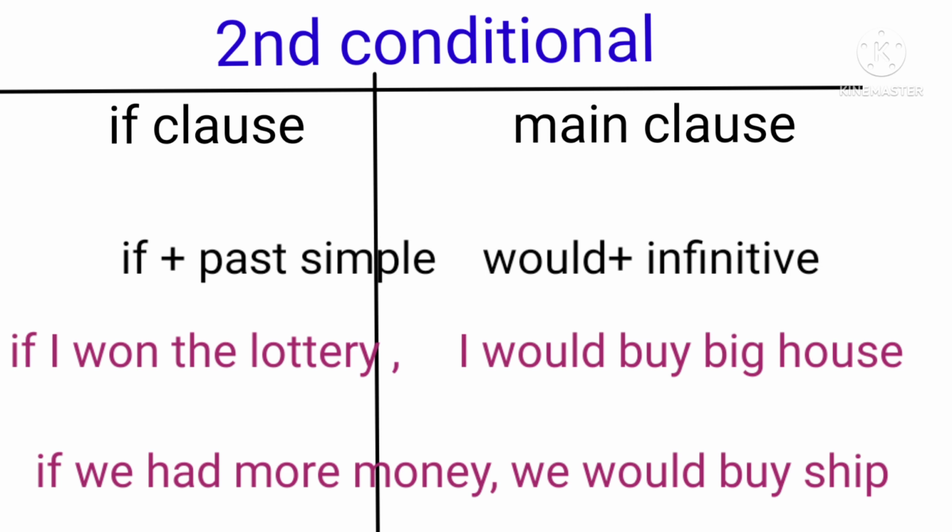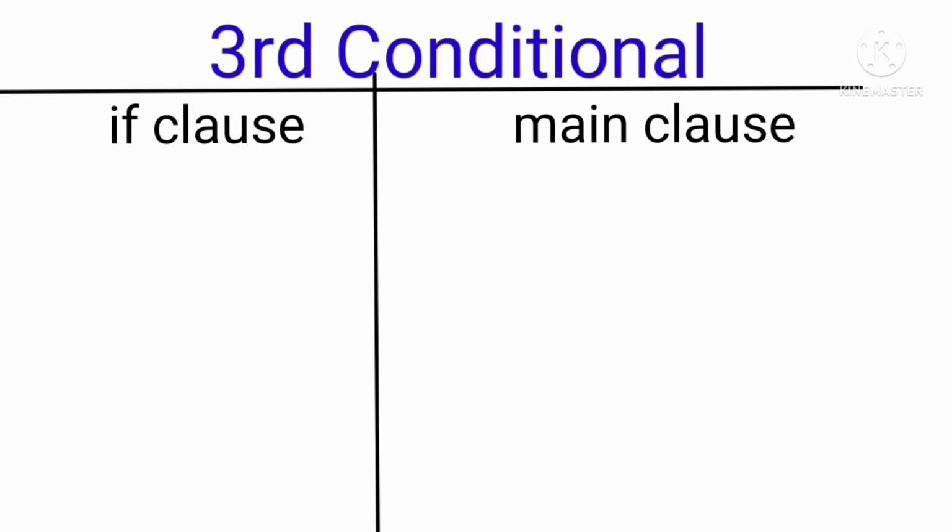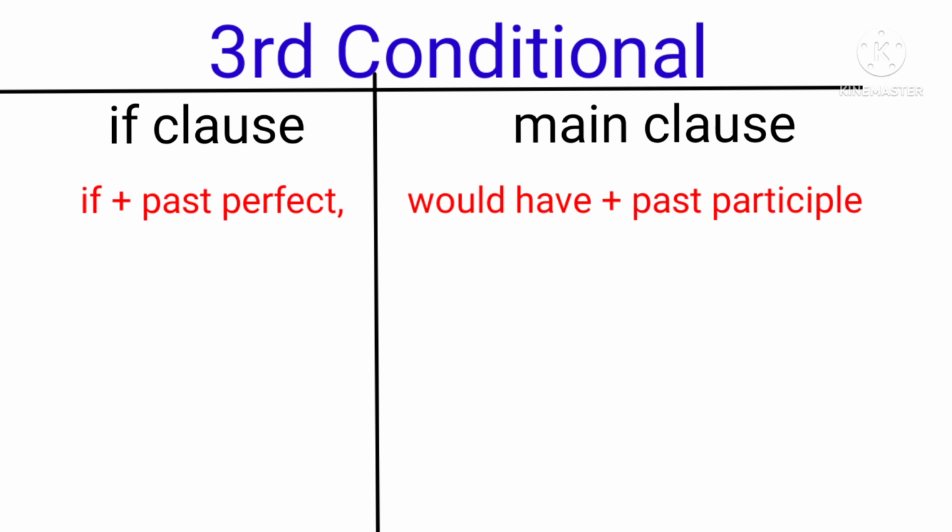Okay, let's move on to the third one. We use the third conditional to talk about the past. If plus past perfect, would have plus past participle. We use the third conditional to speak about past unreal, impossible situations or conditions plus impossible results. So the third conditional is all about the past.